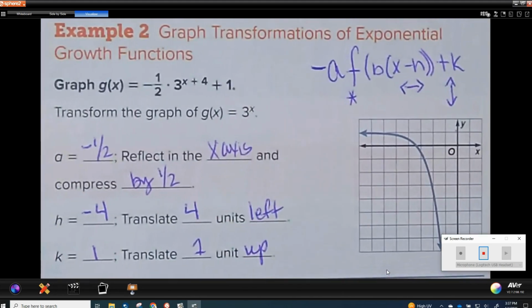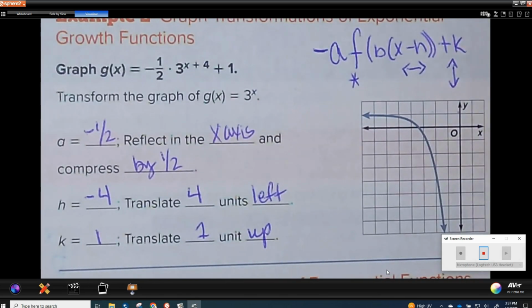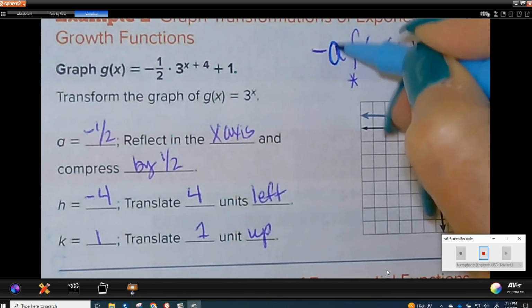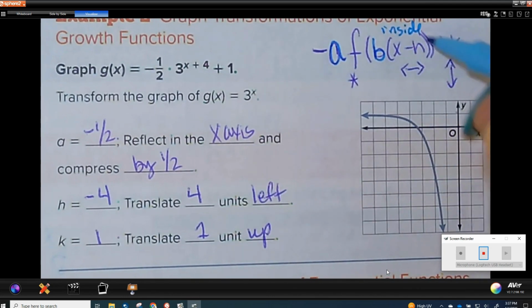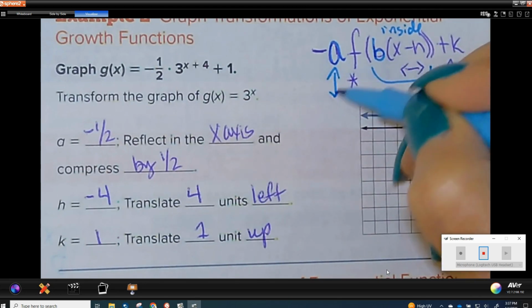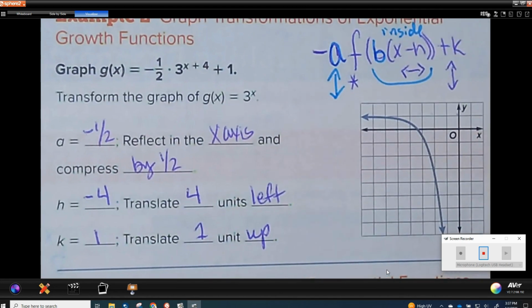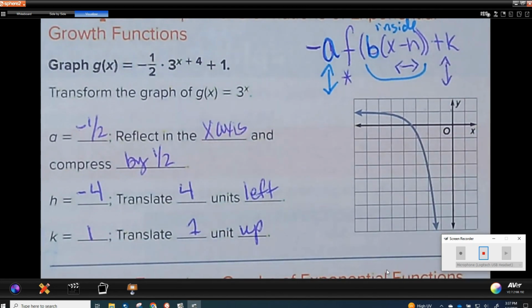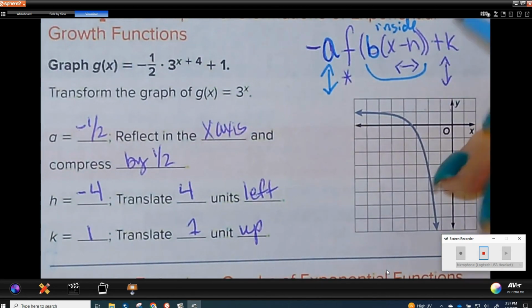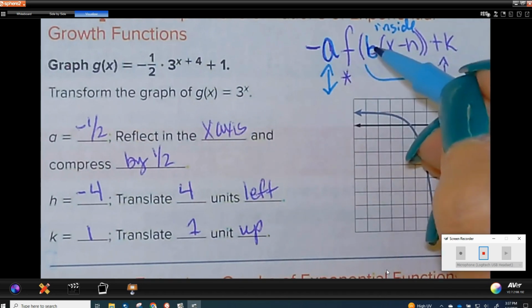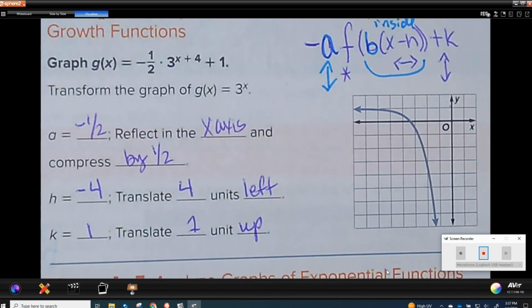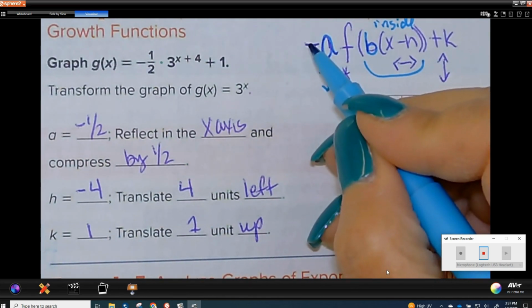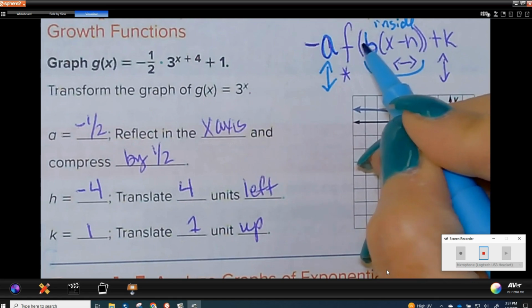So here's transformations. Here's our general formula. A and b multiply. This is considered inside. Inside affects left and right. Outside affects up and down. A and b multiply. If the number is bigger than 1, it's going to get narrow. If it is between 0 and 1, it's going to get wider. That's where I say I'm twice as tall or I'm 1/2 as tall. The negative here reflects around the x. If you had a negative here, it reflects around the y.